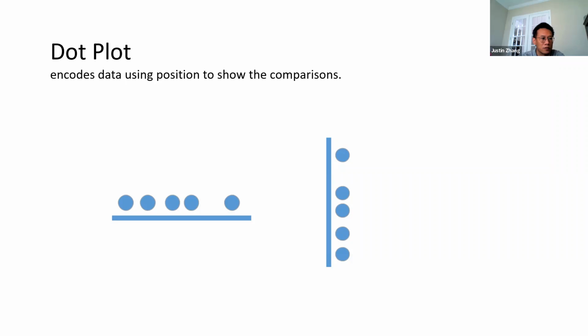A dot plot uses position to show a comparison. So this comparison can be from a common baseline or can simply show the dots without a common baseline to indicate positions from each other.